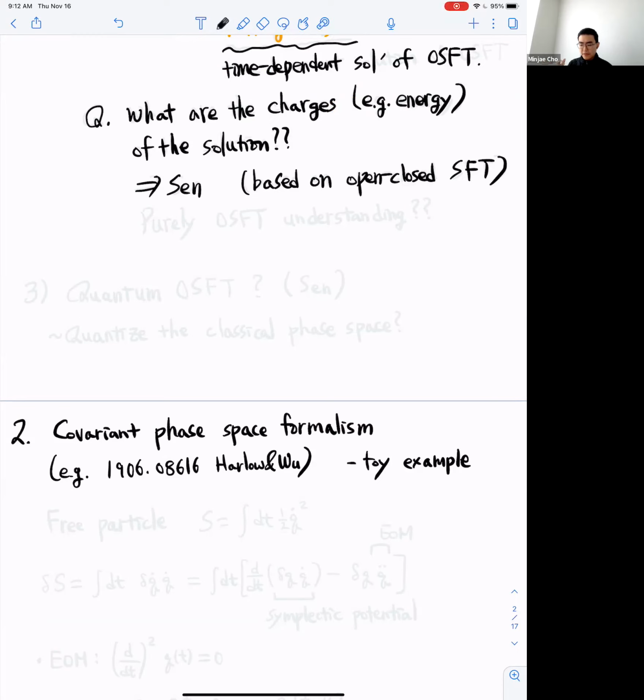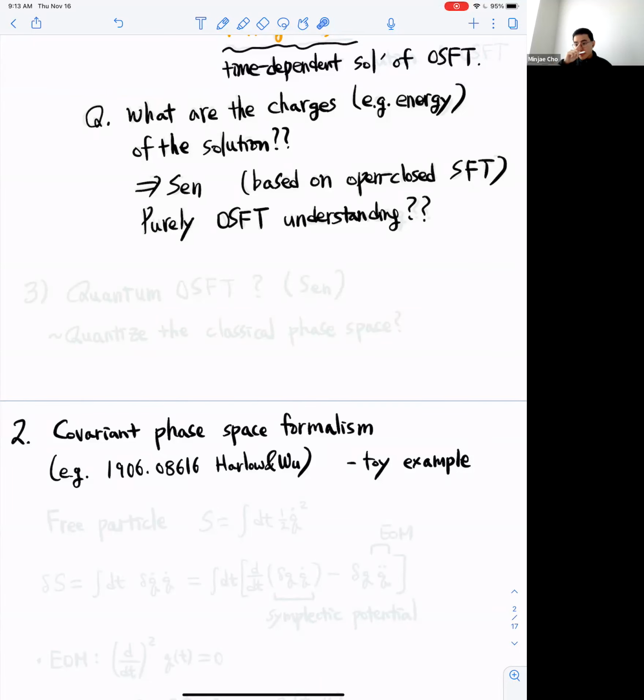But at the same time, this raises a question, okay? And the question is the following. This rolling tachyon solution is a solution to purely open string field theory, right? So is there a way to understand this quantity purely in terms of open string field theory language? As I'll demonstrate throughout this talk, that is the case. That is actually the purpose of the symplectic form.